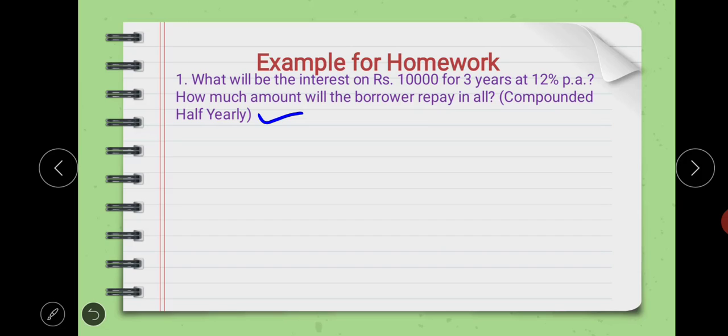So you have to calculate here what is N and what is R, and then use the formula for amount. Firstly calculate the compound interest on it, compounded half yearly, then add to the principal, then you will get the amount. So calculate it, pause this video for a minute, calculate your answer and comment in the chat box.